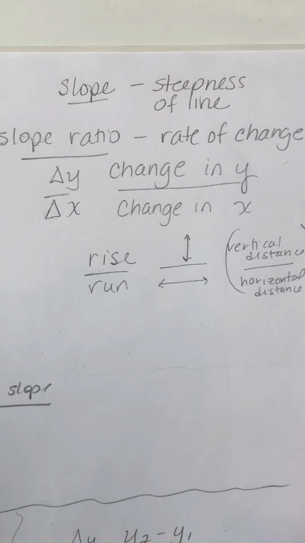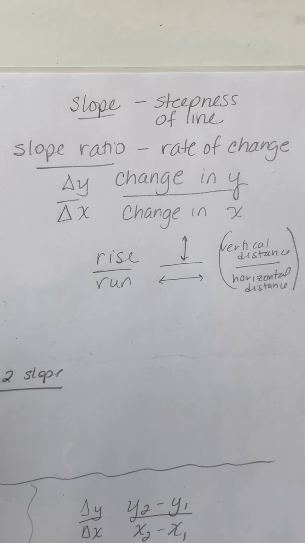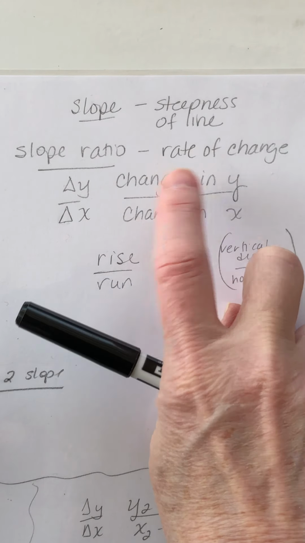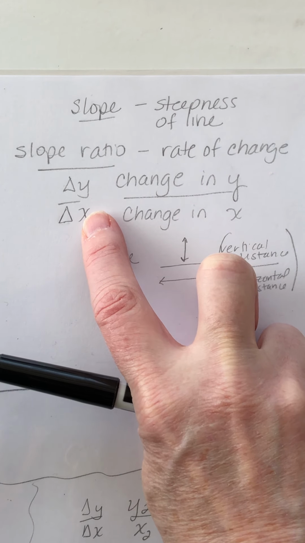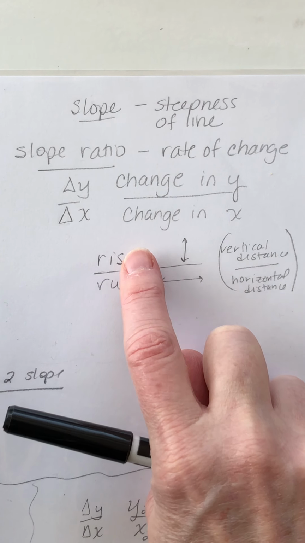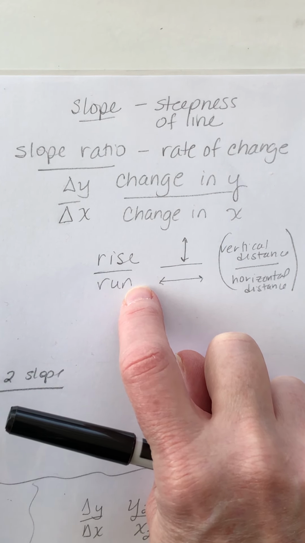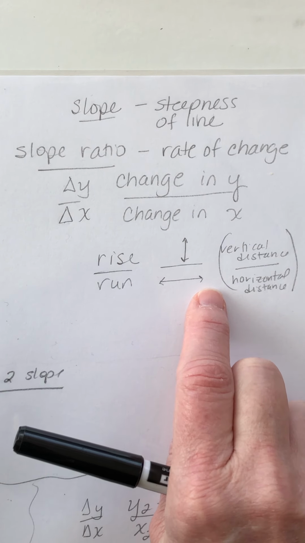So slope is really telling us the steepness, and the slope is determined from a ratio called the rate of change. So it's my change in y, or my delta y, divided by my change in x, delta x. Informally, we can refer to that as rise over run. So when I was doing that little slope triangle, that vertical distance was my rise, and the horizontal distance along my triangle was my run.